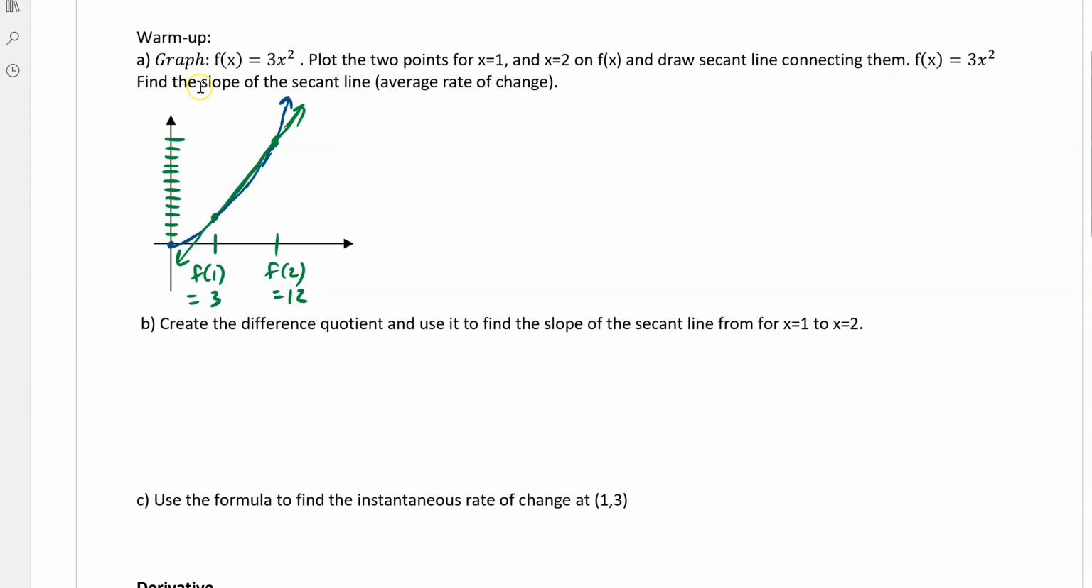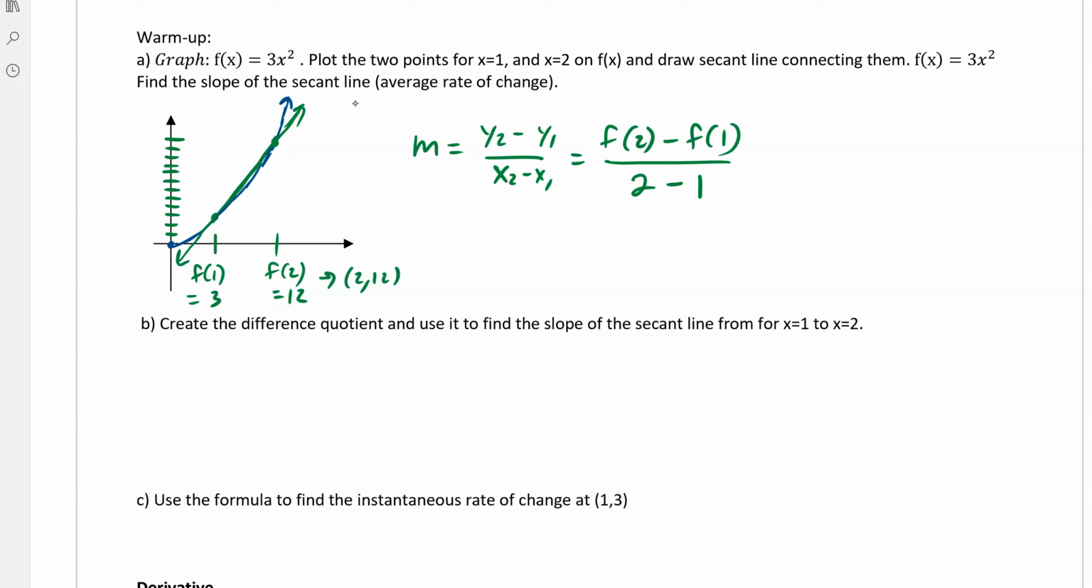All right, what we're going to do now is find the slope of that line. So the slope is y2 minus y1 over x2 minus x1. In this case, that would be f of 2 minus f of 1 over, not x, 1, with 2 take away 1. Those are our x's. Remember, this point is 2, 12, and this point is 1, 3. So plugging those in, we get 12 take away 3 over 2 minus 1. It's 9 over 1, so our slope is 9.